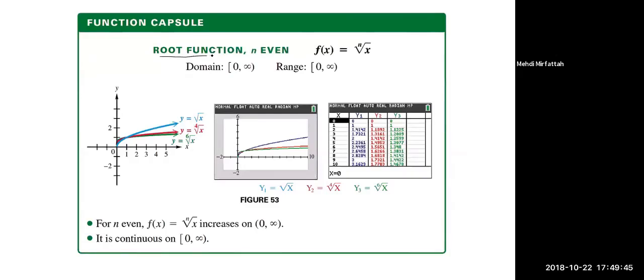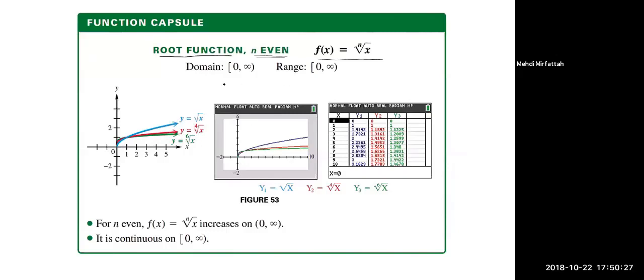Root functions. We talked about root functions. We're going to have f of x equal to the nth root of x. Now, if n is even, so if there's a square root or fourth root and so on, as you can see, the graph would look like this. It starts from 0 and then increases. This would be y equal to the square root of x. You can graph all these three on the same screen on your calculator to see that. If you have y equal to the fourth root of x, the graph is not going to be as sharp as y equal to the square root of x, and so on.